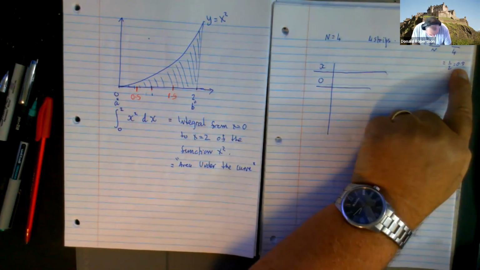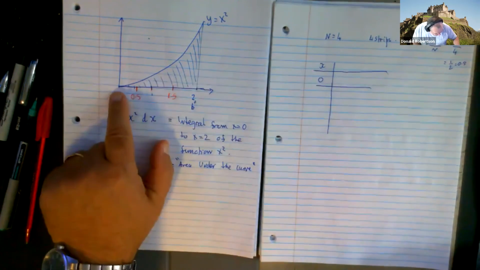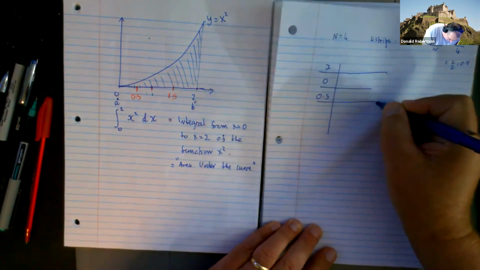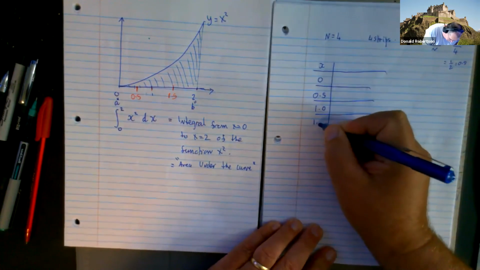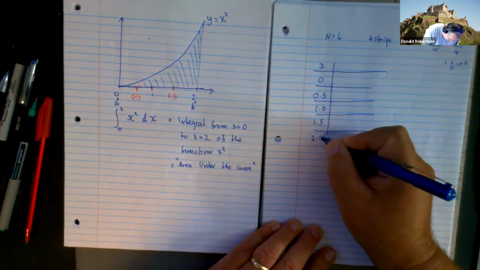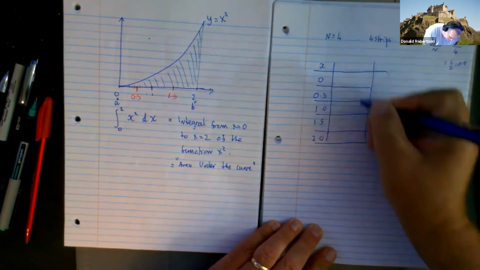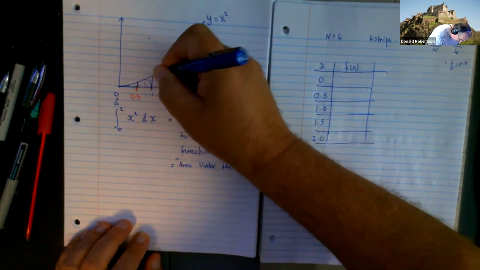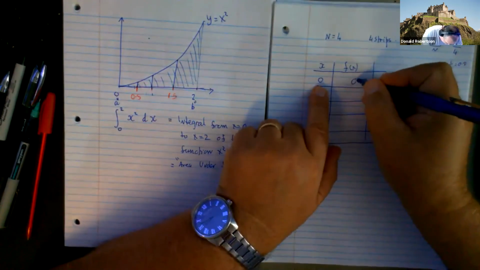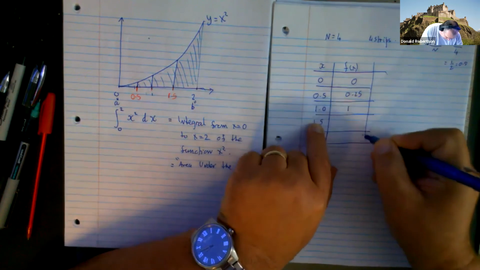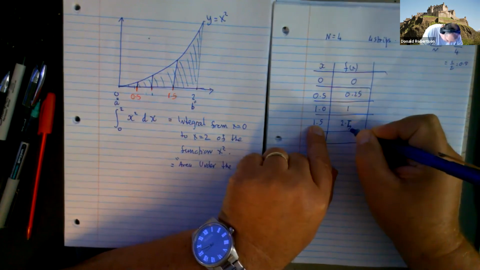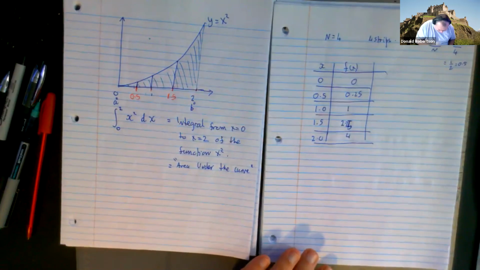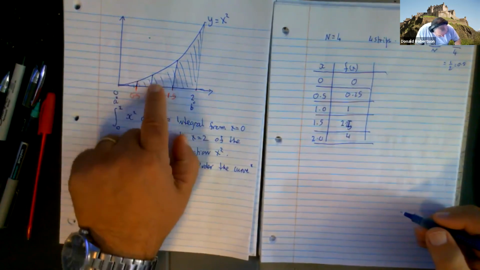Now, why is that a useful number to get? These are going to represent these points here, the x coordinates I'm going to use. So I'm going to go 0, 0.5, 1, 1.5, and finally I'm going to finish at 2. And then I'm going to find what the y values are. So imagine the height of the function at these points. Nothing squared, 0.5 squared, 1 squared, 1.5 squared, 2 squared: 0, 0.25, 1, 2.25, and 4. So that would be the height here, the height here, the height here.